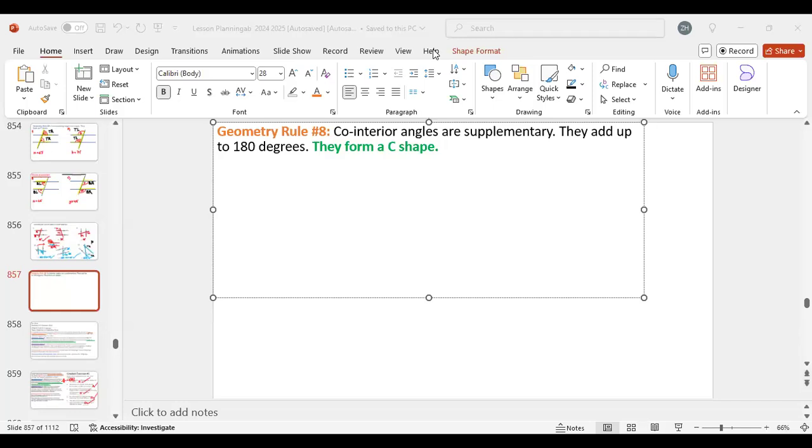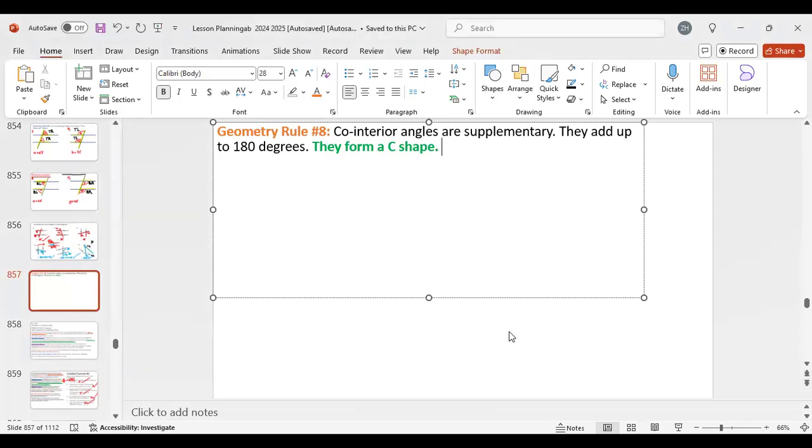Where's Lanice? Lanice, can you hear me? So Lanice, what do we know about co-interior angles? They are supplementary angles. What does that mean when I say supplementary? They add up to 180 degrees. Yes, they add up to 180 degrees.